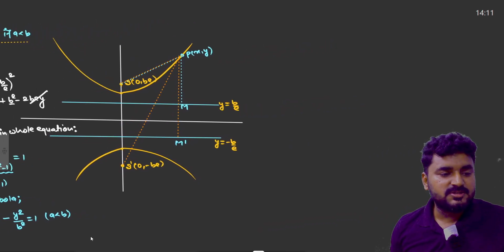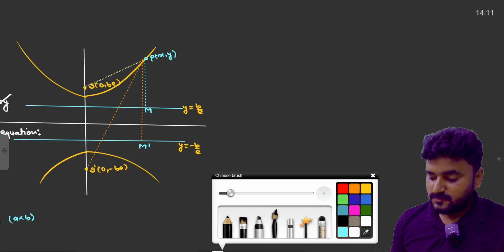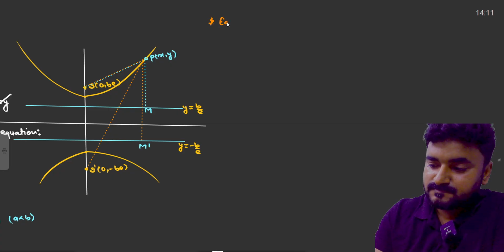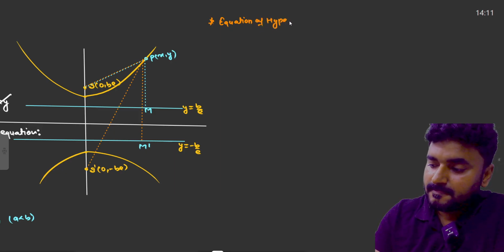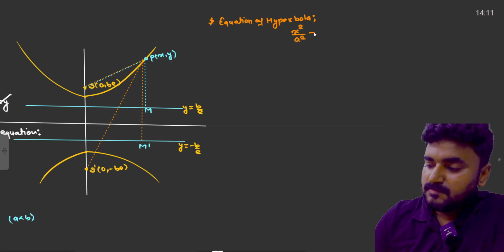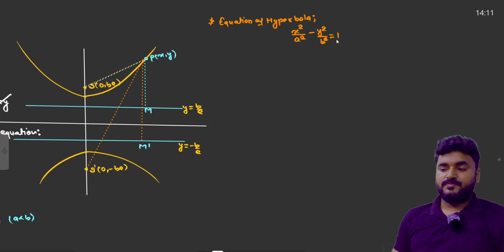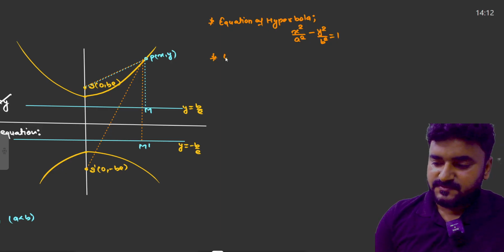So for each term, again we will write everything. First of all, I will write here the equation of the hyperbola. The equation of the hyperbola will be x square by a square minus y square by b square equals 1. After the equation, we will find out the eccentricity first.